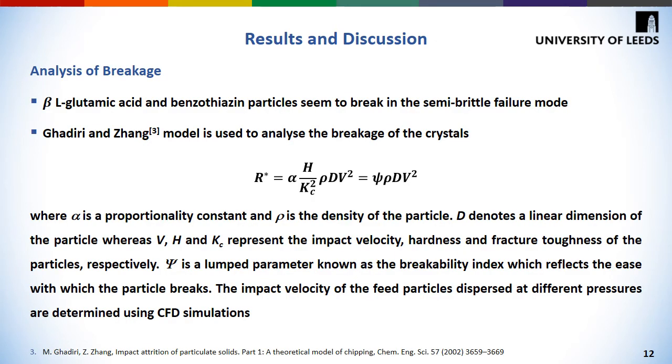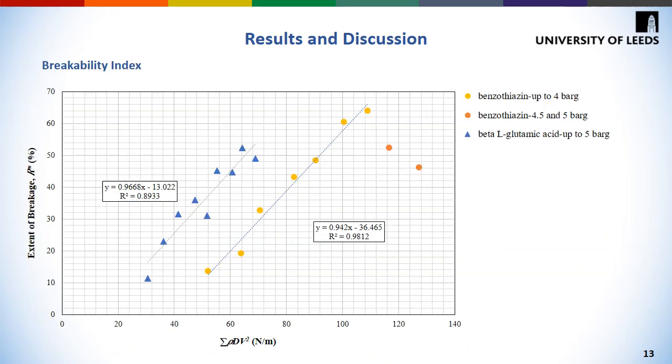This calculated extent of breakage, along with the impact velocity of the particles, which are calculated from CFD simulations, are used in Qadiri and Zhang's model to find the breakability of the particles. The slopes of the fitted lines here are the breakability indices for each sample. Here, at the highest pressures, benzothiazine particles show a different breakage behavior, so these 2 points are excluded from the calculations.